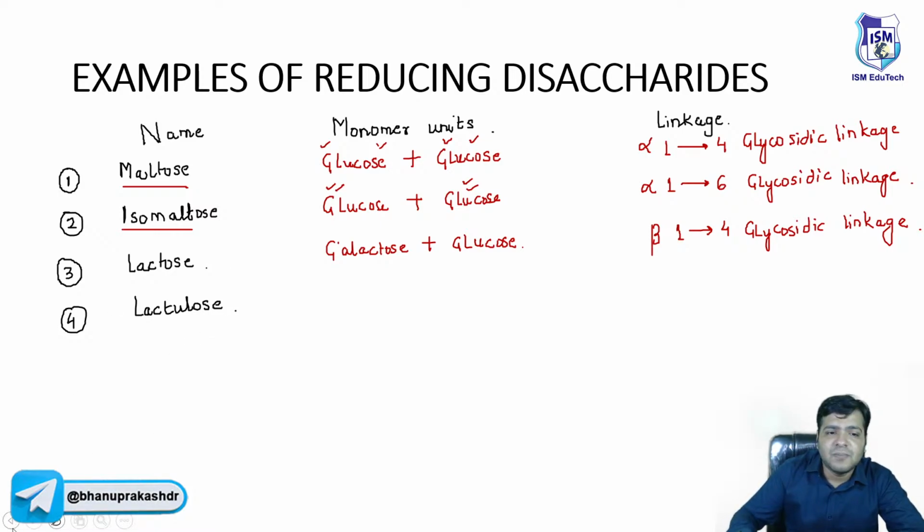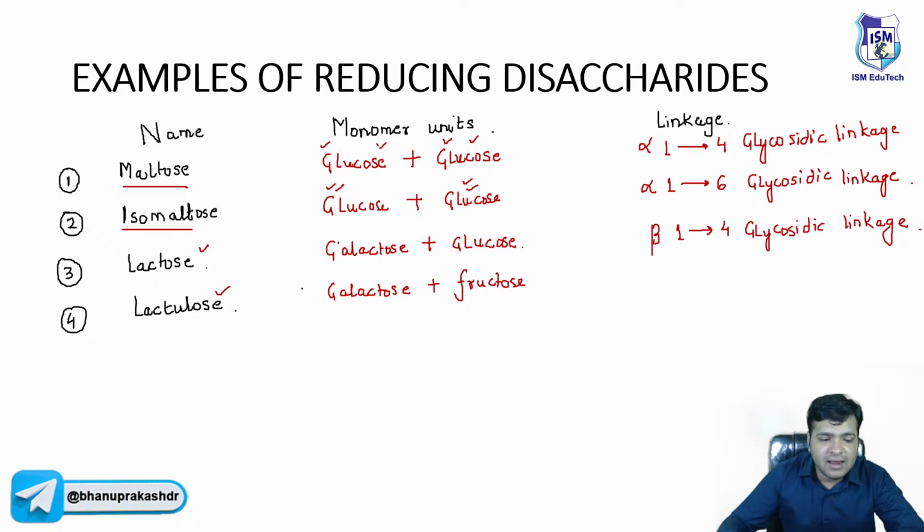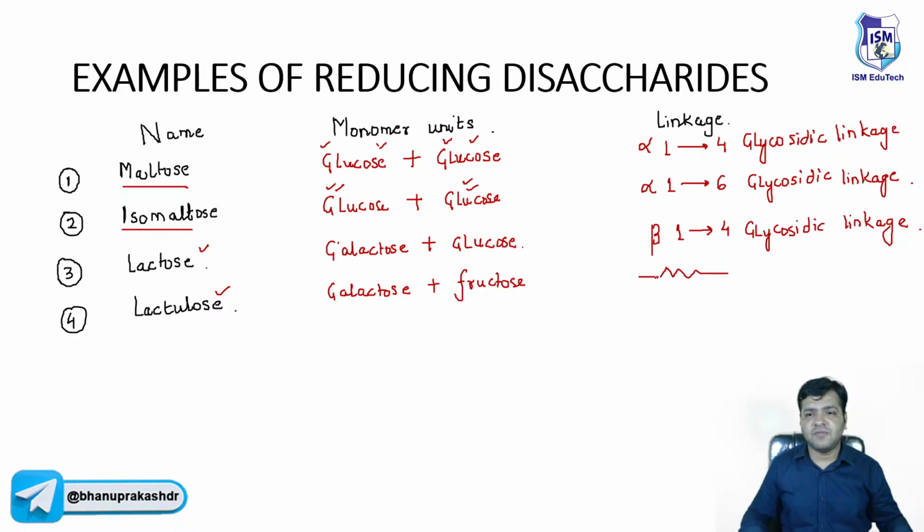So remember, beta, the monomer units in case of lactose. Yes, very good. It is galactose plus fructose. The difference between lactose and lactulose: lactose is galactose and glucose; lactulose is galactose and fructose, and there is no linkage as such shown over here. No linkage. Nothing is there.